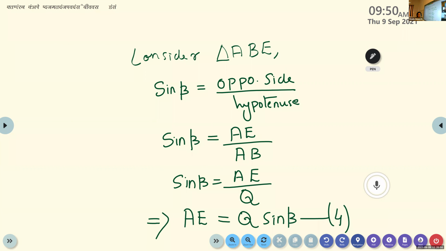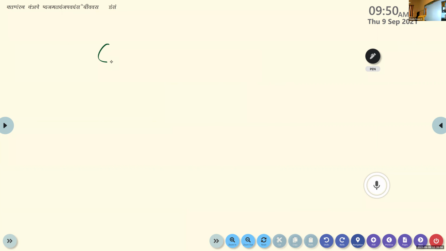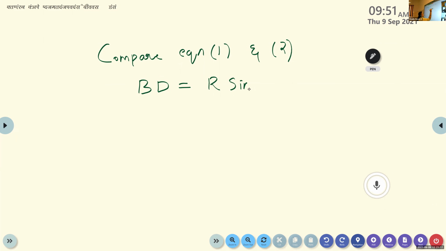So the next step, here we are going to compare equations 1 and 2. Once again I will rewrite equations 1 and 2. According to equation 1, we have BD is equal to R sine alpha. This is our first equation. Again from the second equation we have BD is equal to Q sine theta, right?